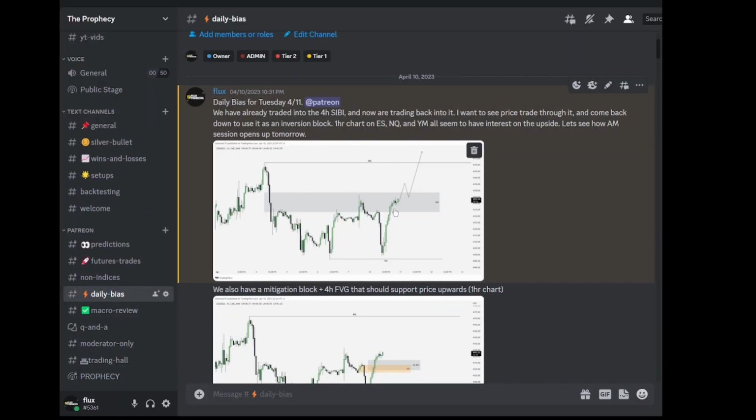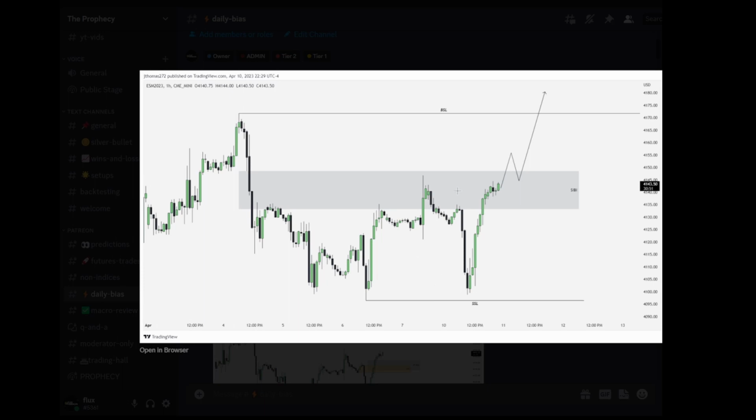Okay, now we're just going to look at some examples of finding daily biases and how to implement them. So this was on Tuesday, 4/11. If you look at the picture, we're trading within this SIBI, this 4-hour SIBI that's outlined, and we've already tapped it and left it, failing to sweep the sell side.